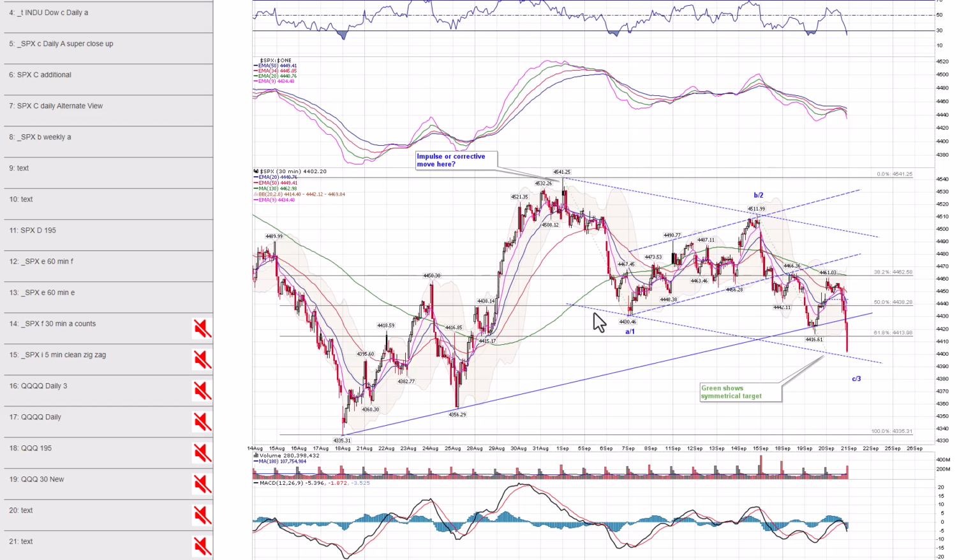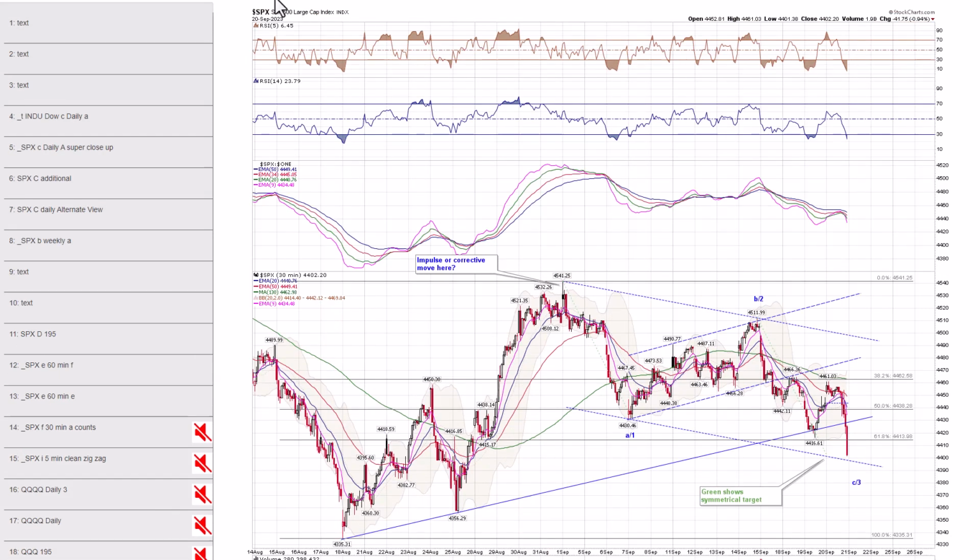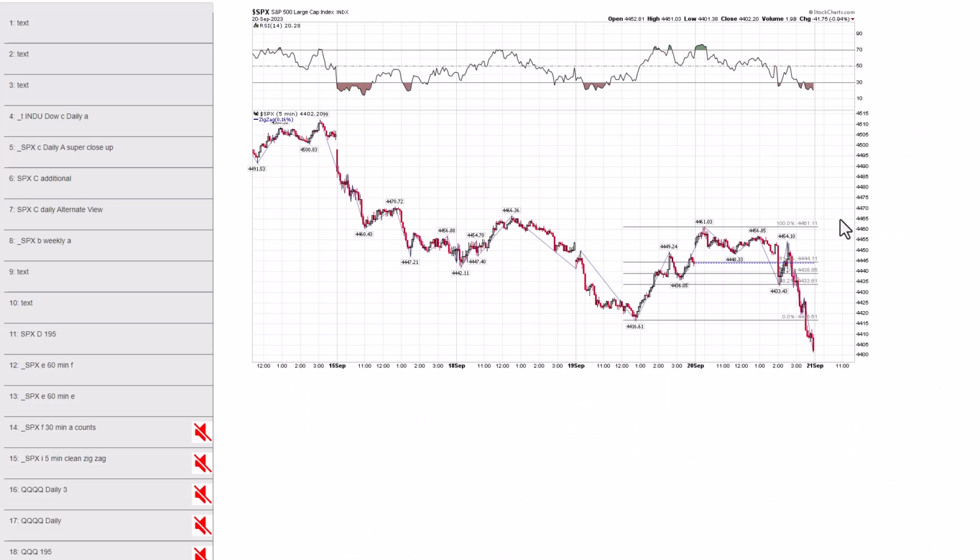Now you do have a little downtrend channel here, which could offer a little support in the short term. Finally, Chart 15, here's a 5-minute view with the zigzag indicator. And you can see what happened today.